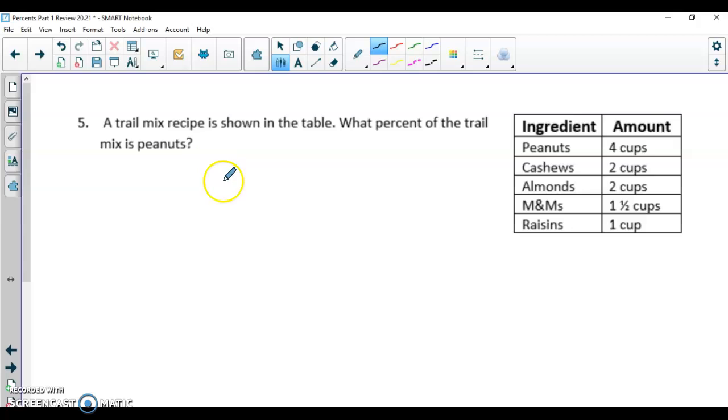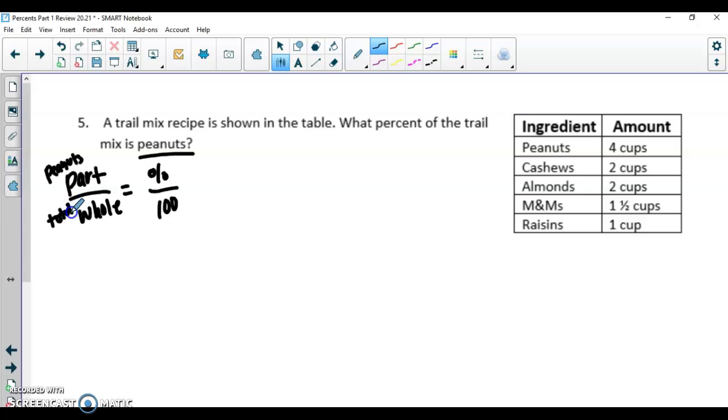Taking a look at the next example, a trail mix recipe is shown in the table. What percent of the trail mix is peanuts? For this one, I'm just going to show you the proportion method, which is part over whole equals percent over 100, because I think that's pretty easy to realize what's going on in that example. So peanuts is the part, and then we'll also need to figure out what's the total amount in here.